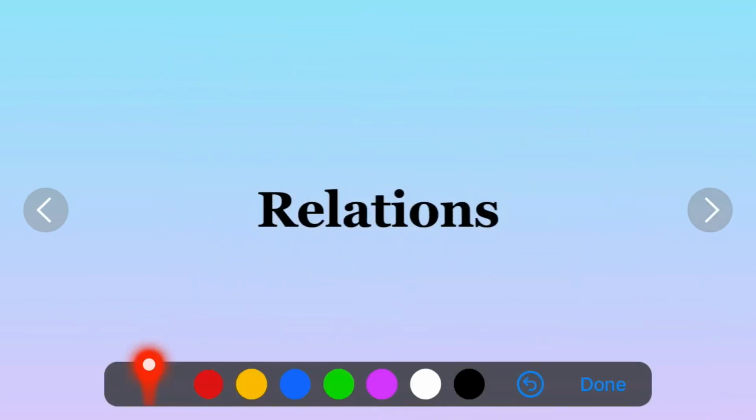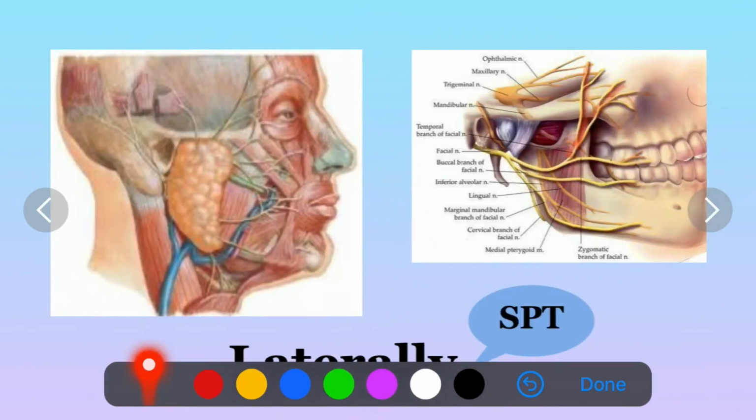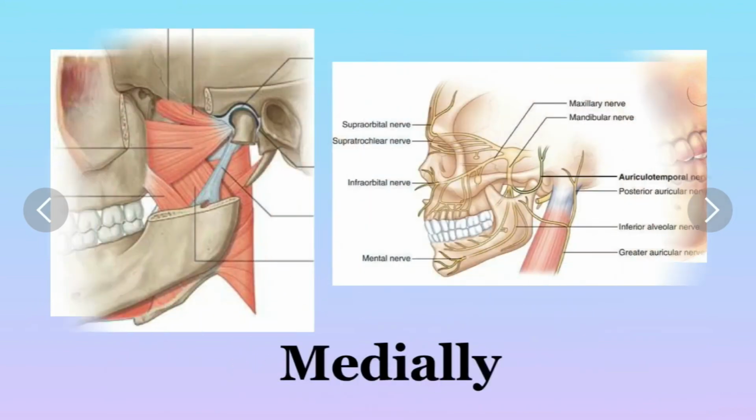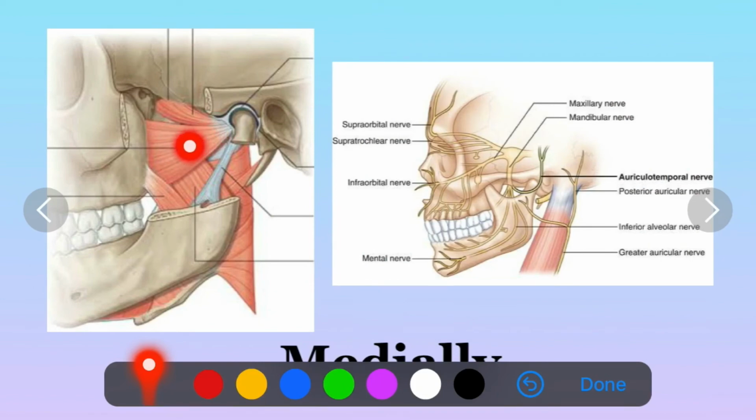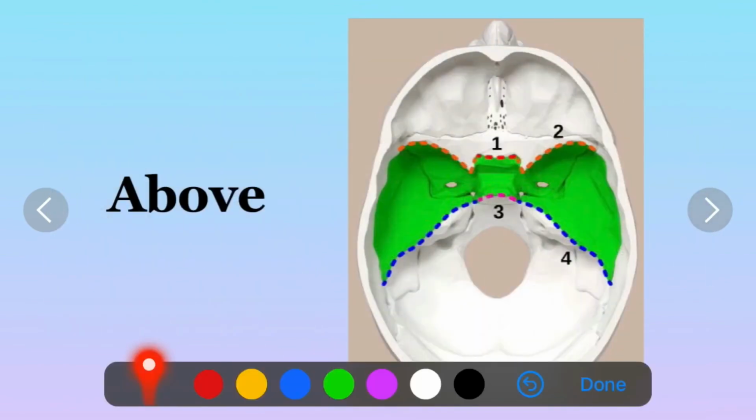Now let's move on to its relations. Towards its anterior lies the lateral pterygoid muscle, temporalis, and the masseteric vessels and nerves. Towards its posterior we have the parotid gland, superficial temporal vessels, auriculotemporal nerve, and the external acoustic meatus. The temporomandibular joint is bounded laterally by skin, parotid gland, and the temporal branch of the facial nerve. Towards its medial side lie the lateral pterygoid, auriculotemporal nerve, spine of the sphenoid, and the sphenomandibular ligament. Above the temporomandibular joint lies the floor of the middle cranial fossa.